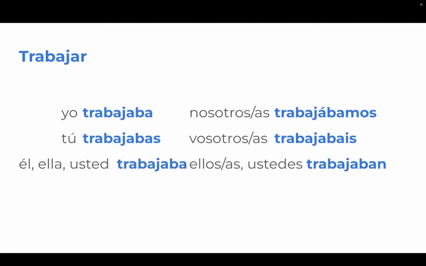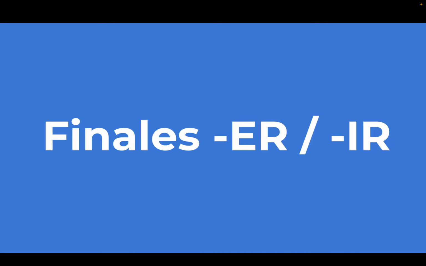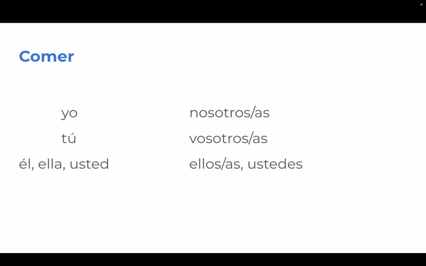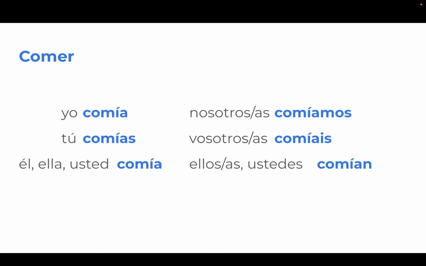Okay, now let's take a peek at the ER, IR verbs. Also not super complicated, but instead of the aba, we're going to add an ía, and always the I has an accent. So ía, ías, ía, íamos, íais, ían. And any verb that ends in ER or IR, we don't have to change the stem at all. We're just going to take off the ending and add the ías. So for example, comer, comía, comías, comía, comíamos, comíais, comían.